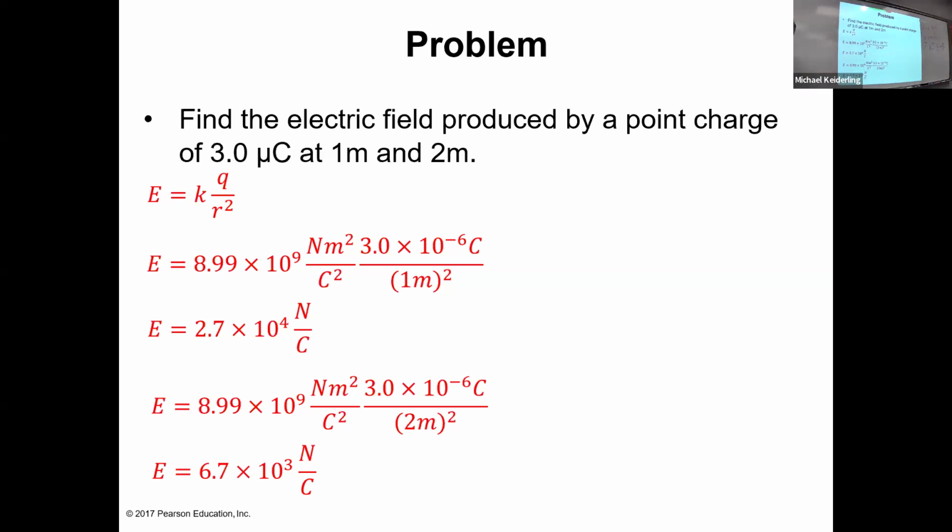And if you dropped a 1 microcoulomb charge at 1 meter, the force would be the electric field times the charge. So 2.7 times 10 to the 4 times 1 times 10 to the minus 6. So 2.7 times 10 to the minus 2 newtons.